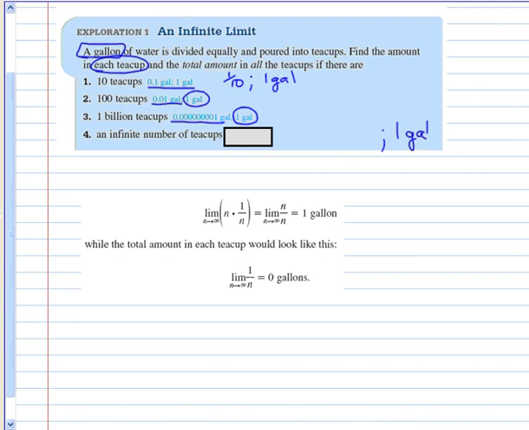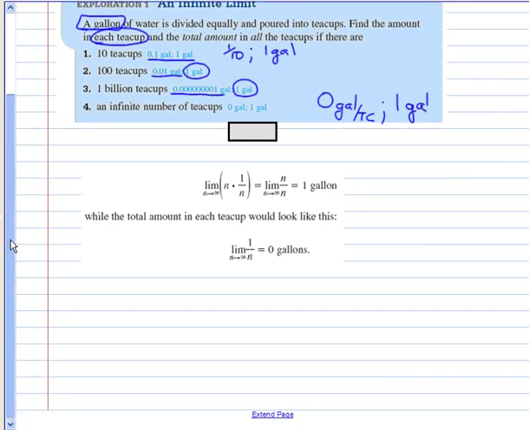Well, the interesting thing is when I divide up something infinitely, each piece, there are 0 gallons per teacup. There are 0 gallons in each teacup when I divide it up infinitely, but yet when I add all those together, I get my gallon back. You can philosophize about that for a little bit, maybe.